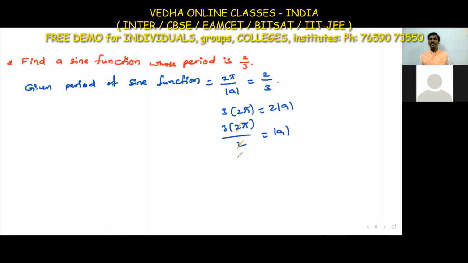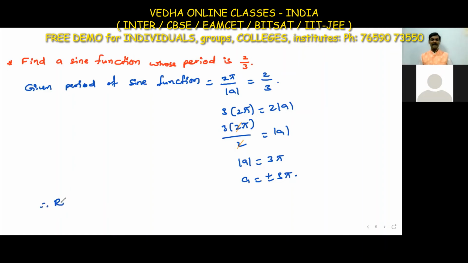What is remaining here? So mod of a is equal to 3 pi, or we can write a is equal to plus or minus 3 pi. Okay, so now what is the answer?